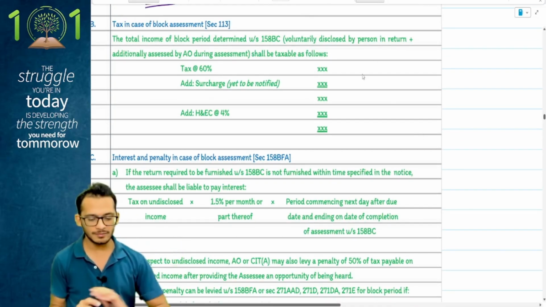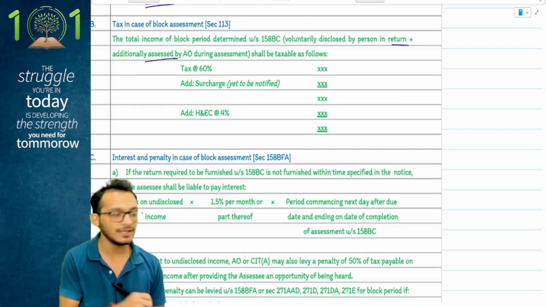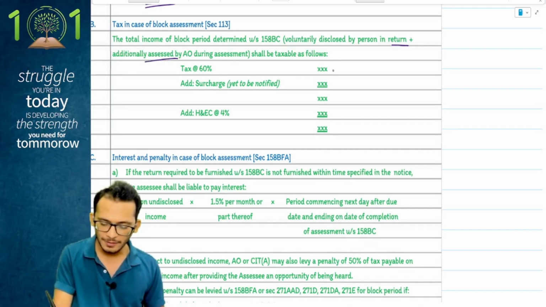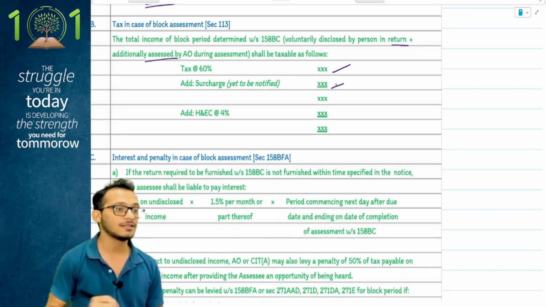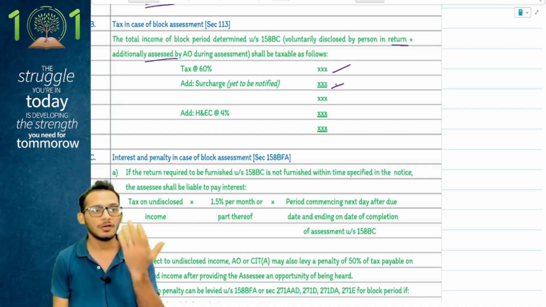When it comes to block assessment, the total income under block assessment voluntarily disclosed by the person plus additionally assessed by the AO will be taxed as follows. You'll be taxing it at 60% plus surcharge plus cess. The only problem is right now surcharge has not been notified.